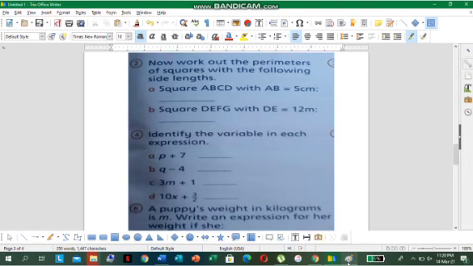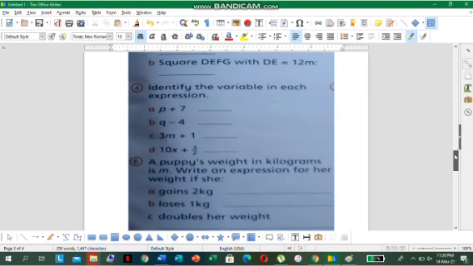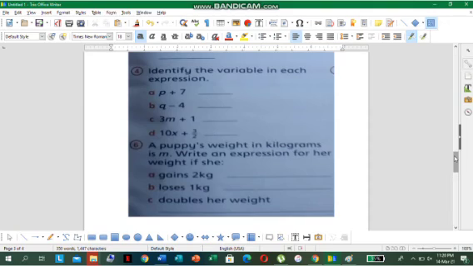Next, Q is the variable. C, good. M is the variable. D, wonderful. X is the variable. So we all know the variables in these expressions, all right?